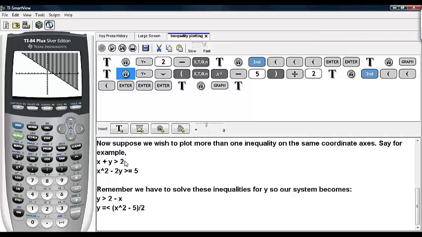X plus y is greater than 2 and x squared minus 2y is greater than or equal to 5. Remember that we have to solve these inequalities for y, so our system will look like this. Y is greater than 2 minus x, y is less than or equal to the difference between x squared and 5, and that difference is divided by 2. So we'll type these things into the calculator. We already have the first one typed in, so we'll type in the second one.